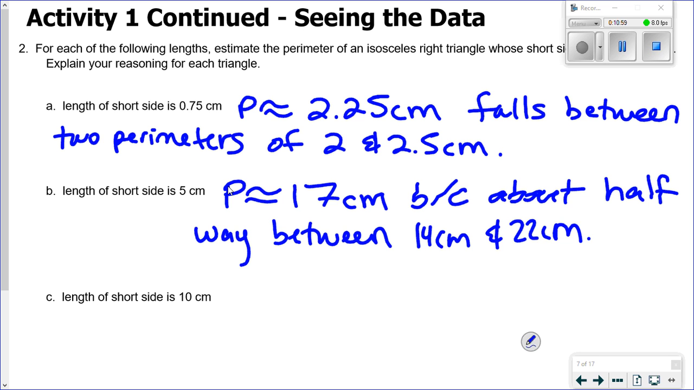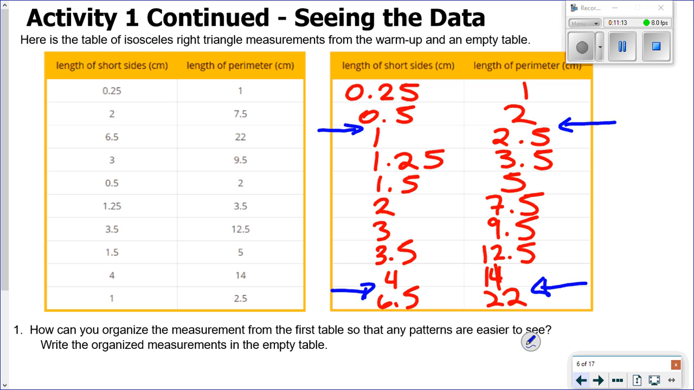All right, then finally, C, which you should be answering on page 4. B and C are on 4. The length of the shortest sides is 10 centimeters. So if I go back to the table of values, I know 10 centimeters is going to come somewhere after 6.5. So therefore, I know the perimeter has to be larger than 22.